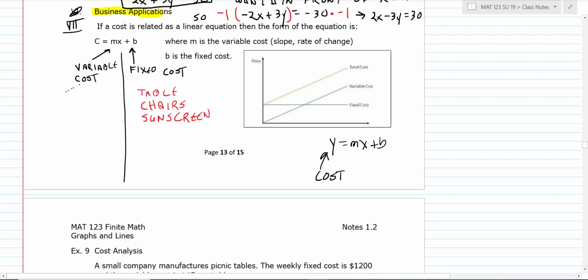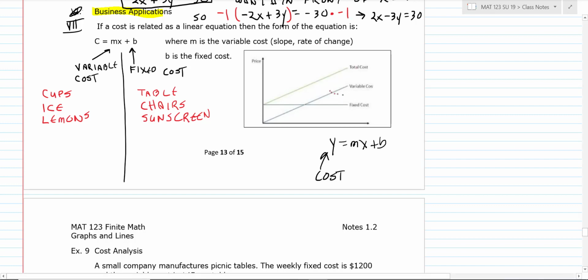Whereas the variable cost would be like the cups. The more lemonade you sell, the more cups you need. The more lemonade you sell, the more ice you need, the more lemons you need, and so forth. So those are the things that are going to increase as you sell more and more things. So that's the way I think of that.